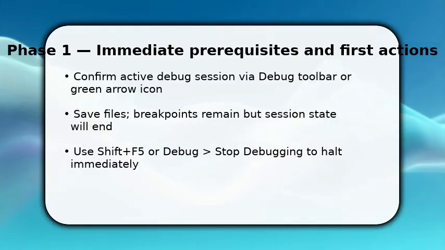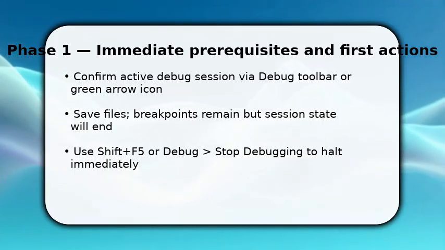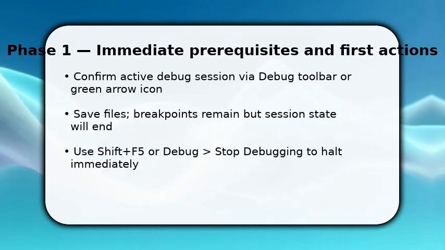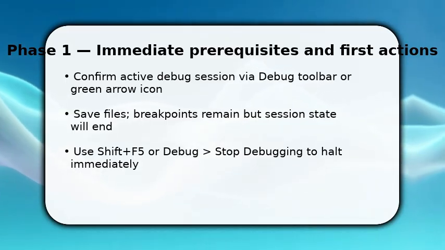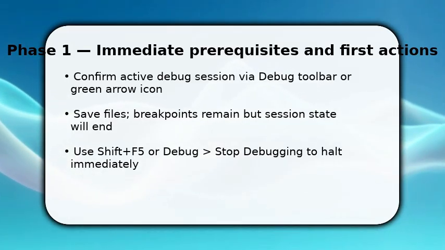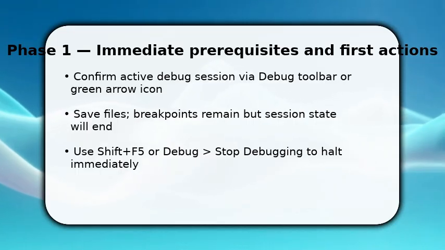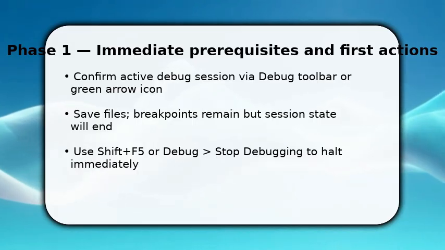You start by verifying that Visual Studio is actually debugging. Look for the debug toolbar or the green play/pause icon. Once done, save your files so no edits are lost when the process terminates. You will use Shift plus F5 or choose Debug, Stop Debugging. This forcibly ends the target process.